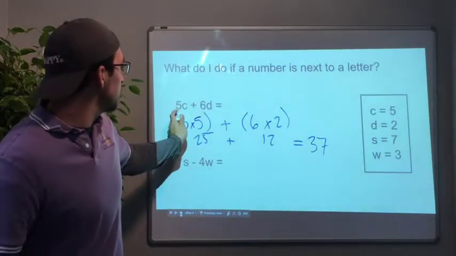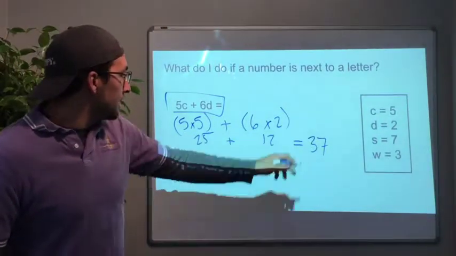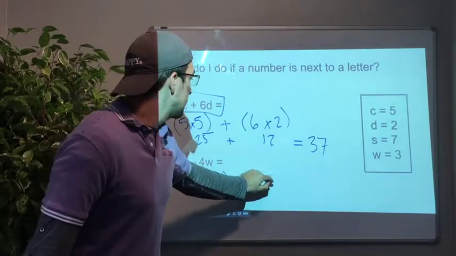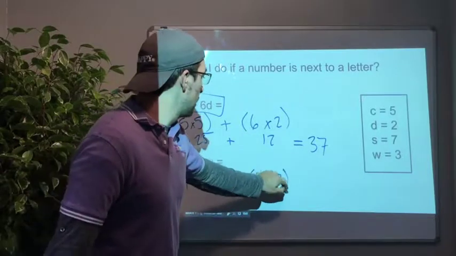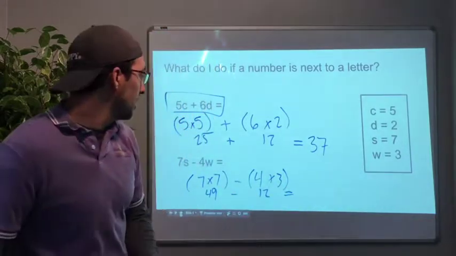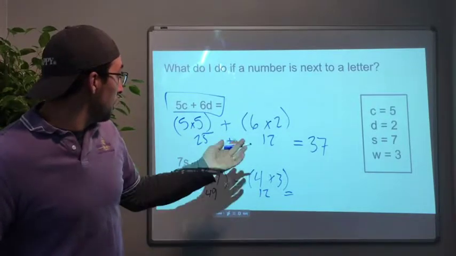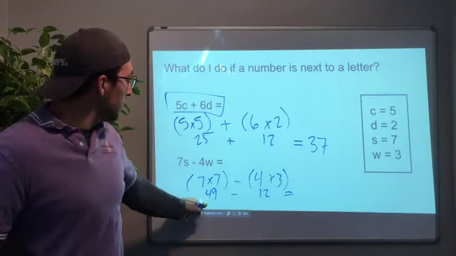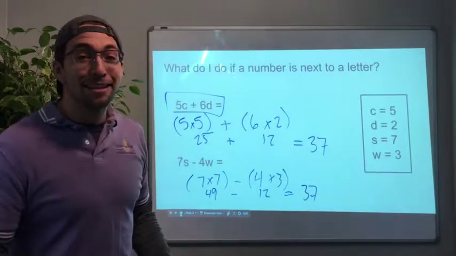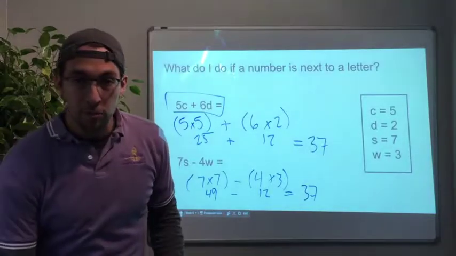Isn't that cool? This is just using letters in place of numbers. 7s minus 4w. S is 7, so 7 times 7 minus 4 times 3. Well, that's 12. 49 minus 12 is 37. I did not mean to give 2 examples with the same answer. That's hilarious. Anyway, crazy world.